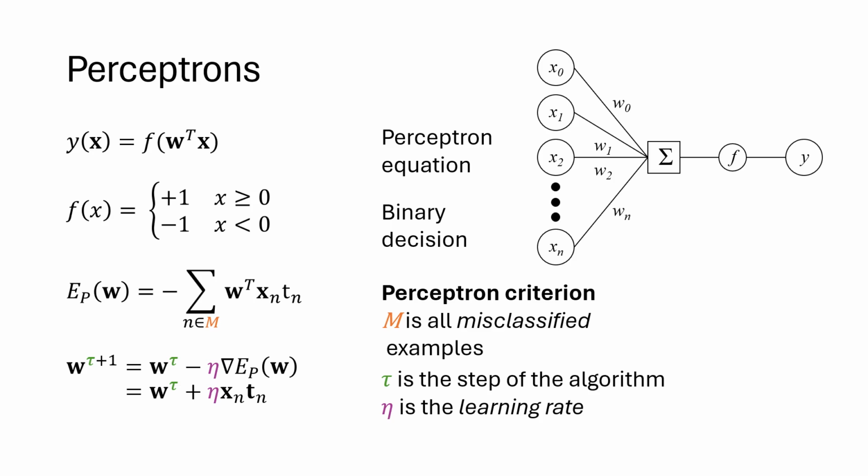It aims to minimize the perceptron criterion, which is a sum over the misclassified examples m. When the perceptron made a mistake in classifying an example, the operator would press a button, and the weights would be updated by either adding or subtracting a scaled version of the input, depending on whether it was a positive or negative example, respectively.